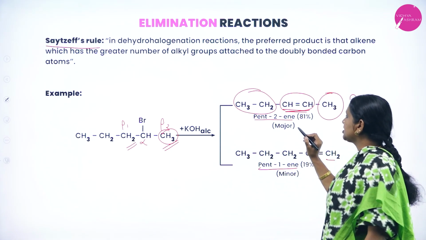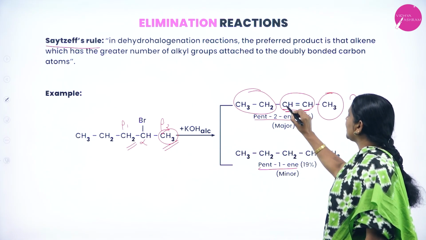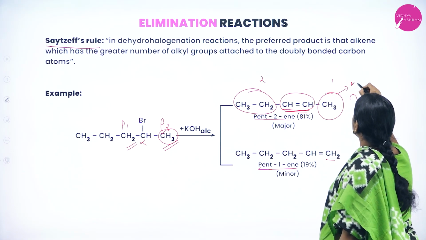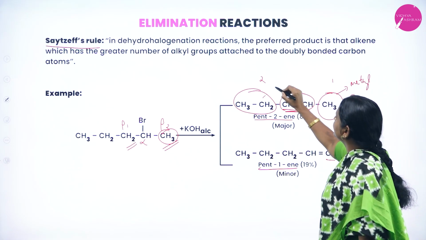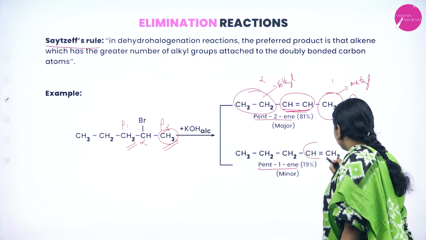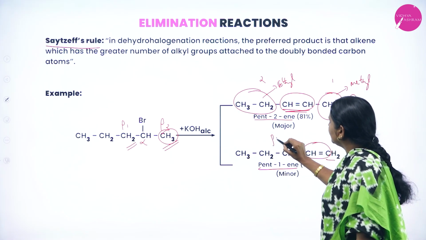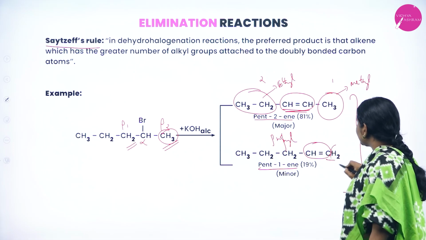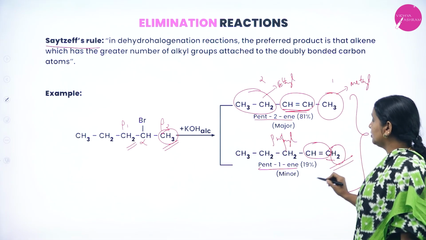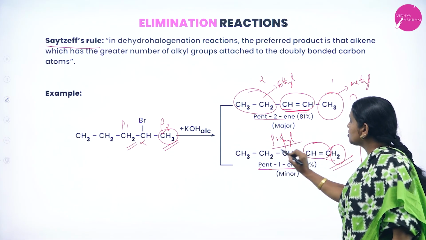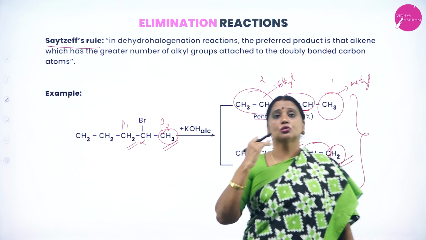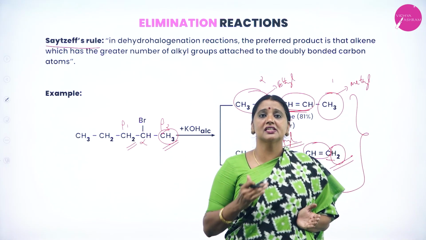Now observe, my dear student, in pent-2-ene, carbon-carbon double bond is attached with 2 alkyl groups. One is methyl, another one is ethyl. But here the carbon-carbon double bond is attached with 1 alkyl group, that is only propyl. Here it is attached with hydrogen. It is not alkyl group. Therefore, pent-1-ene is attached with only 1 alkyl, that is propyl. Pent-2-ene is attached with 2 alkyl groups, one is ethyl, another one is methyl.